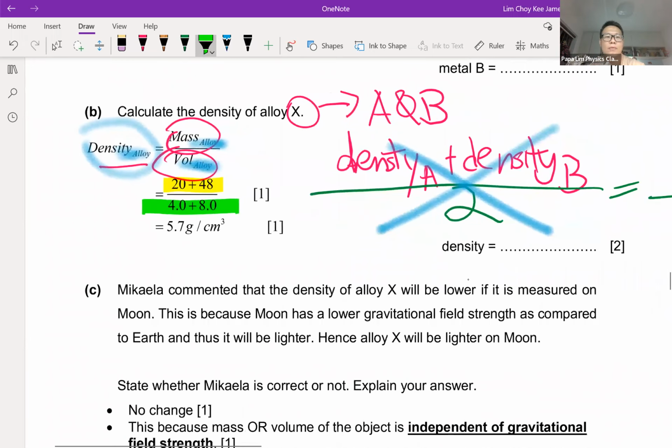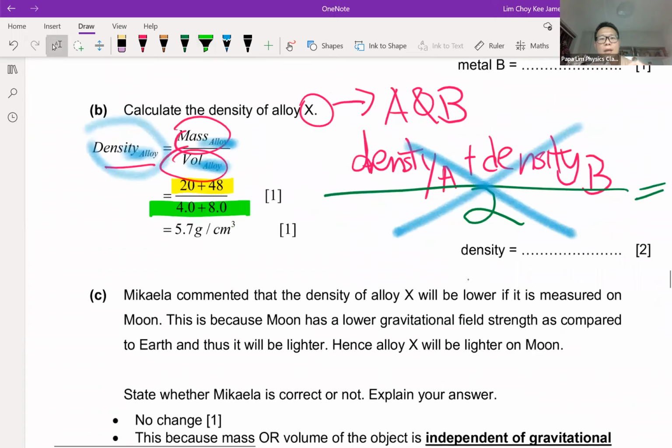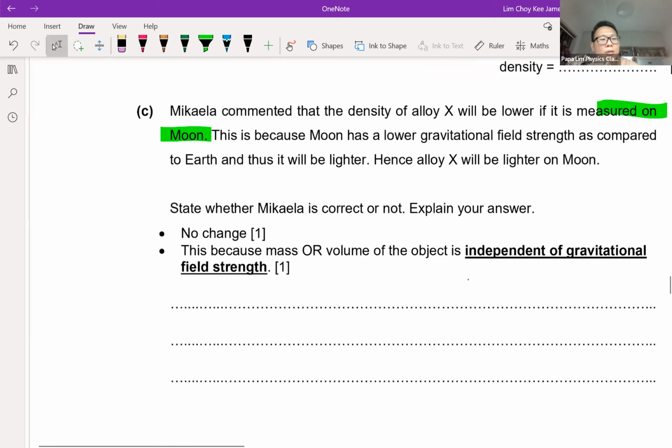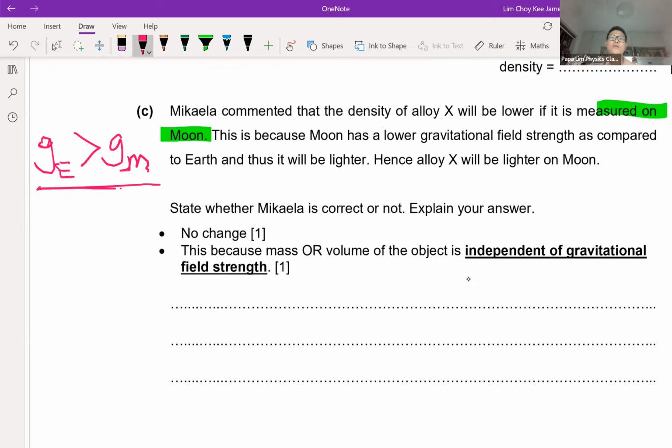For part C, Mike commented the alloy will be lighter if it's on the moon. One hidden message behind this sentence is the moon. Most of us require students, we don't need the students to know the exact gravitational field strength on the moon, but we definitely need students to be aware that the gravitational field strength on Earth, as compared to the moon, is much bigger. This is what we call the basic things that the students need to know.